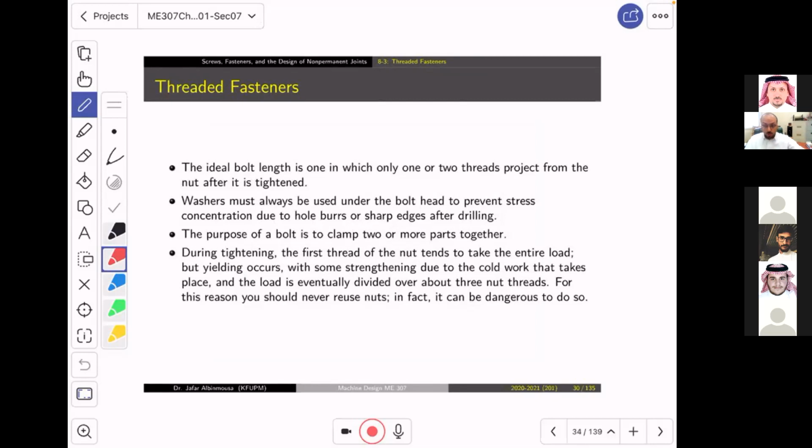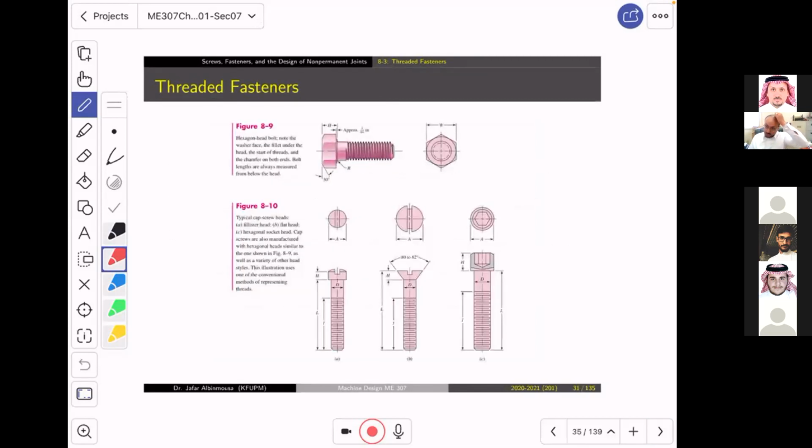Now, we are going to go to threaded fasteners. Threaded fasteners are those friendly guys. You see them? These are the threaded fasteners. Very, very familiar. And we have this hexagonal nut and a screw with this thread. Very famous. This kind of screw is also very famous. You can go to the market and see it. They are very cheap as well and abundant.